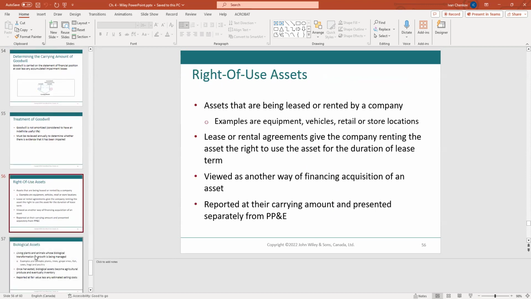Then we're going to have the right of use assets. The right of use assets are all the assets that we keep under lease, in other terms, rented by the company. A lease, the rental agreement, gives the company rights to use the asset over the term of the contract. For that reason, we are recording these assets as right of use assets.